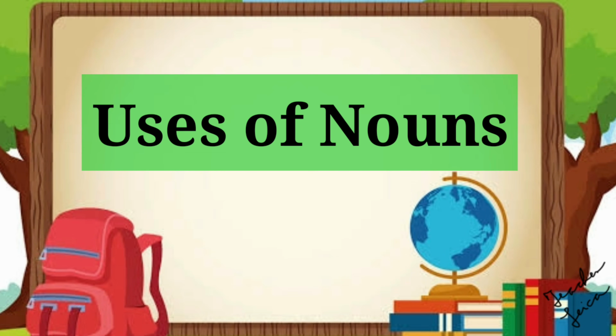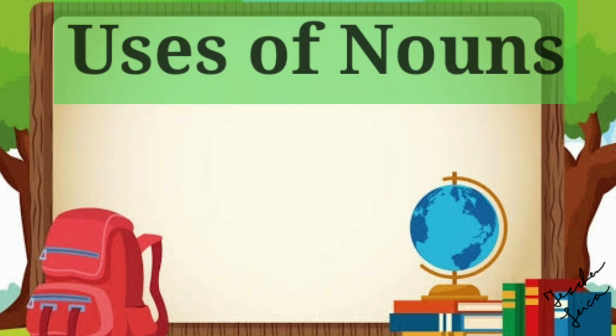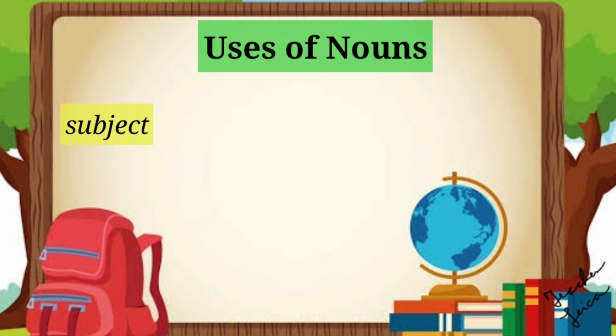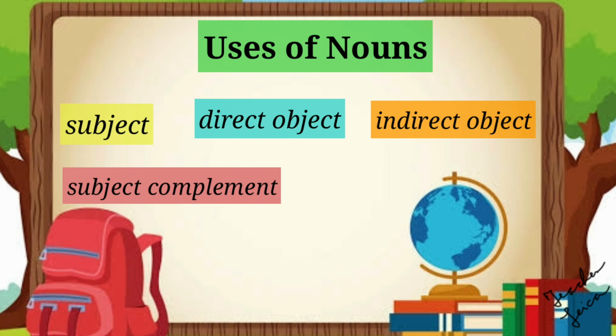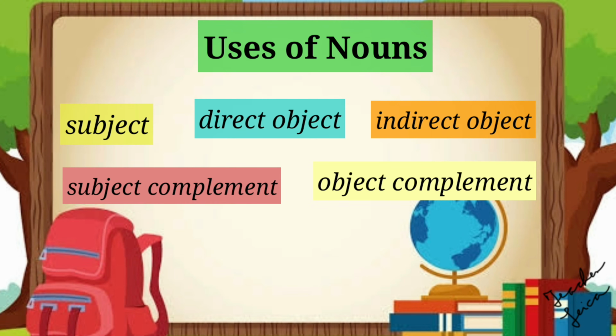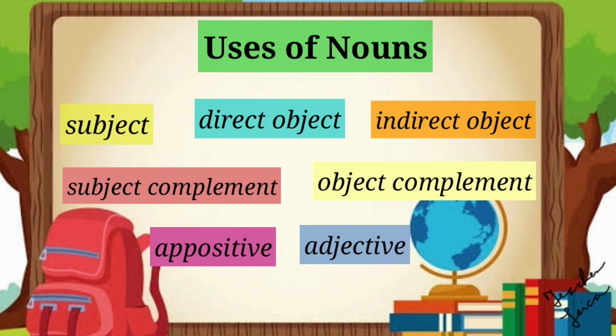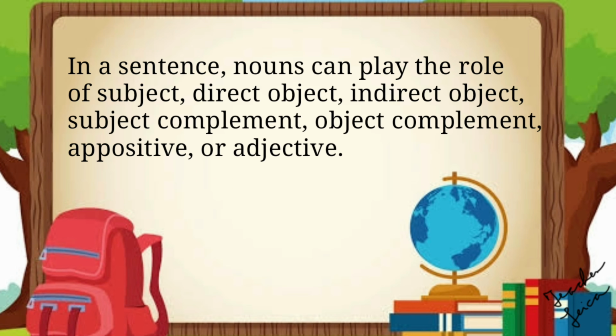What do you think are the uses of nouns? In a sentence, nouns can play the role of subject, direct object, indirect object, subject complement, object complement, appositive, or adjective.